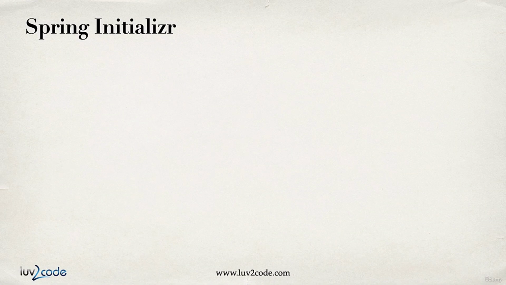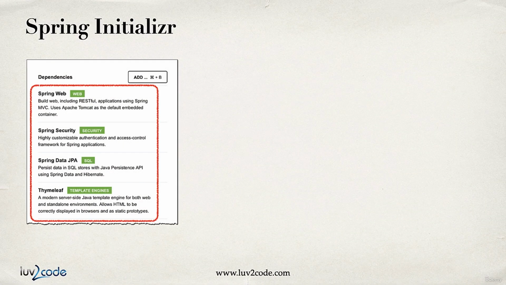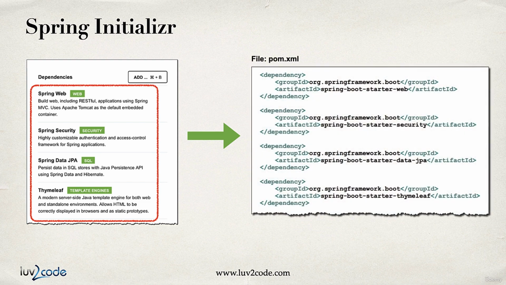All right, so let's dig in here. We have our dependencies selected, and we do the generation part. Then here's our pom.xml. We'll have the Spring Boot Starter Web, the Spring Boot Starter Security, Starter Data JPA, and we'll also have Starter Thymeleaf. It'll do all of this for us automatically by making use of the Spring Initializr website.